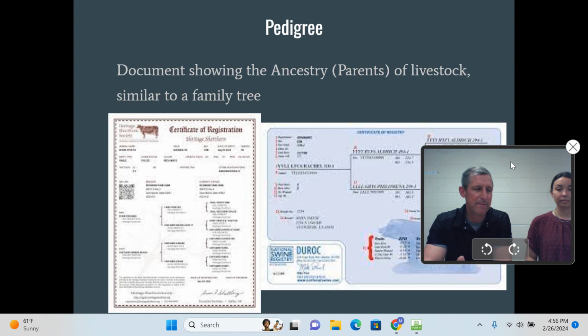Now these pedigrees will be in the owner's hands, so it's paperwork as far as proof that the animal is registered. And then each one of these breed associations will also keep it on file. So a pedigree is a document that shows the ancestry of livestock, and it's similar to a family tree. All right, so Miss Llewellyn's going to do the next two.